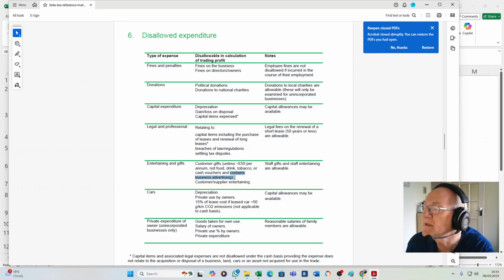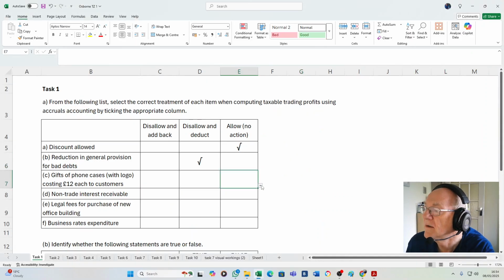And contains business, it's an and, not all contains business advertising. That is fine. Nothing wrong with that one. So allow no action means we're okay.